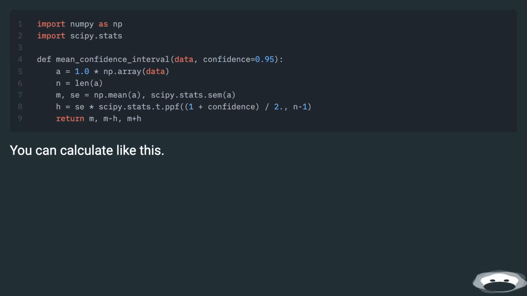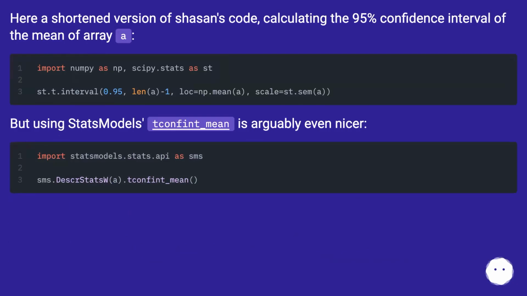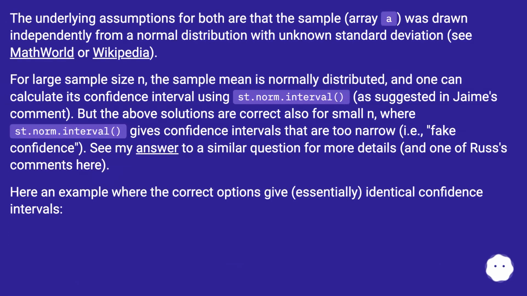You can calculate like this. Here is a shortened version of Chasson's code, calculating the 95% confidence interval of the mean of array A. But using statsmodels is arguably even nicer. The underlying assumptions for both are that the sample, array A, was drawn independently from a normal distribution with unknown standard deviation. See MathWorld or Wikipedia.